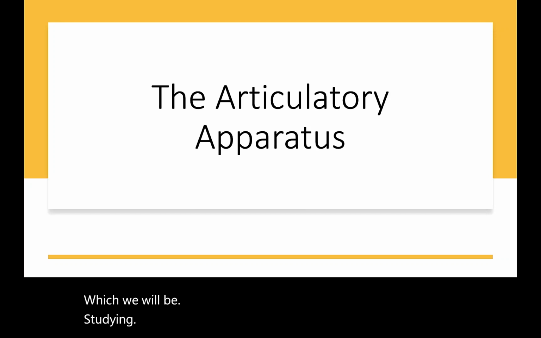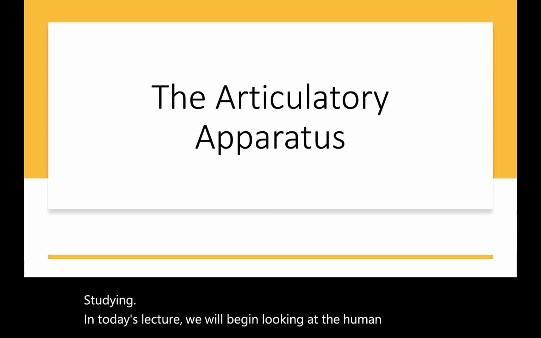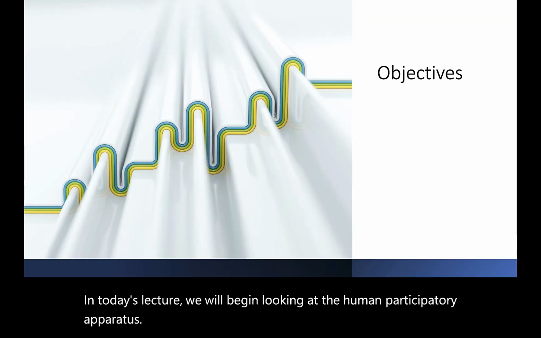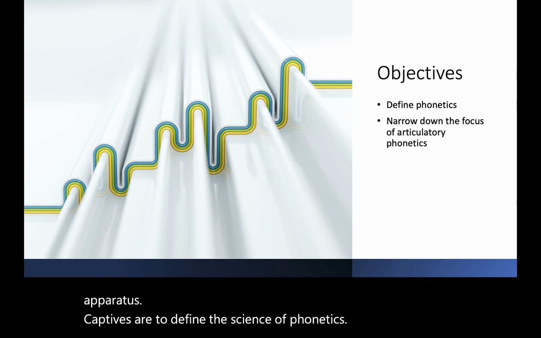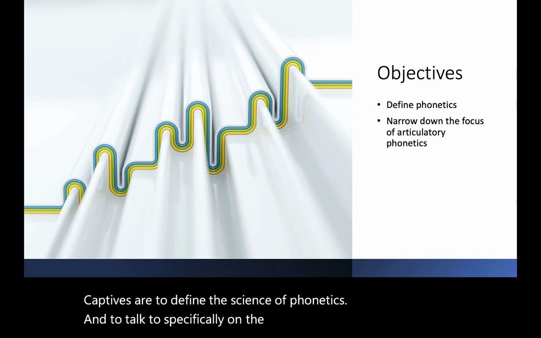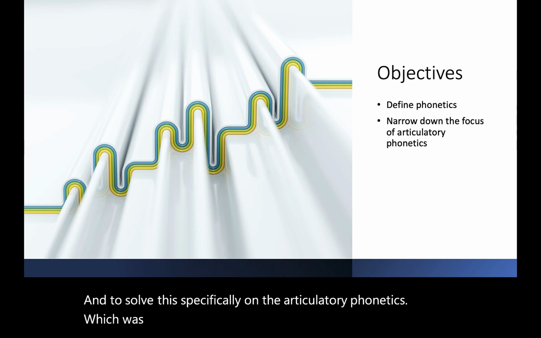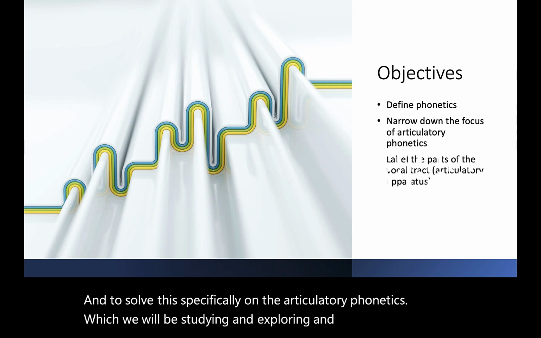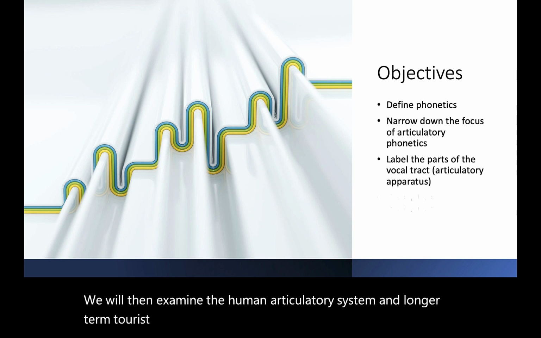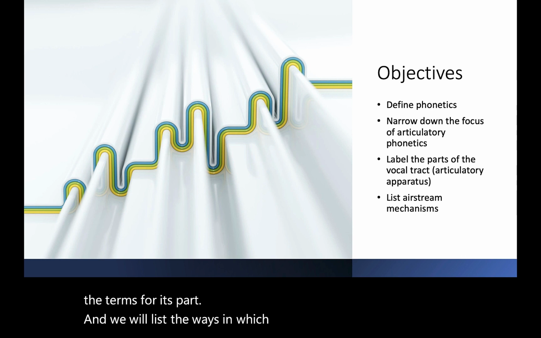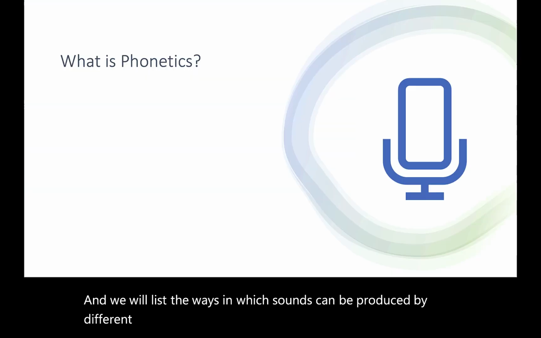In today's lecture, we will begin looking at the human articulatory apparatus. Our objectives are to define the science of phonetics and to focus specifically on articulatory phonetics, which we will be studying and exploring in this course. We will then examine the human articulatory system and learn the terms for its parts. And we will list the ways in which sounds can be produced by different types of air streams.